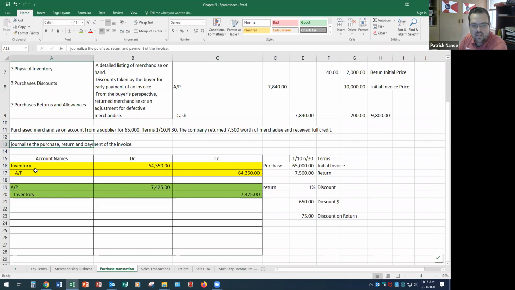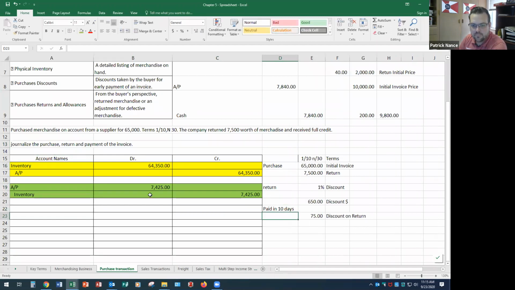Now what happens when I actually pay the invoice? It has to be paid within 10 days so that they get the discount. Now I need to figure out how much I owe. You can do a T account if you're comfortable with T accounts, that's perfectly fine. You could do one for accounts payable and see what the balance is between these two.